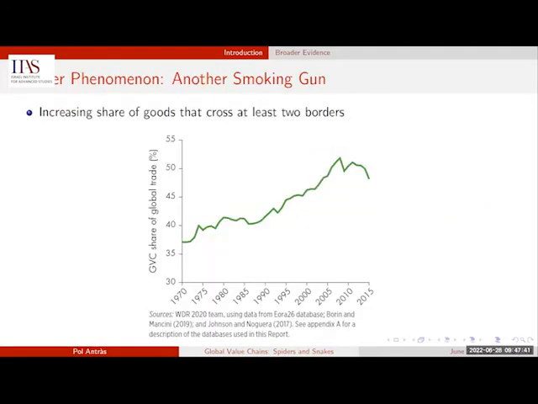Anant, yes. In that picture, there seems to be a significant decline between 2010 and 2015. Yes. So I'll come back to that. I will come back to that.